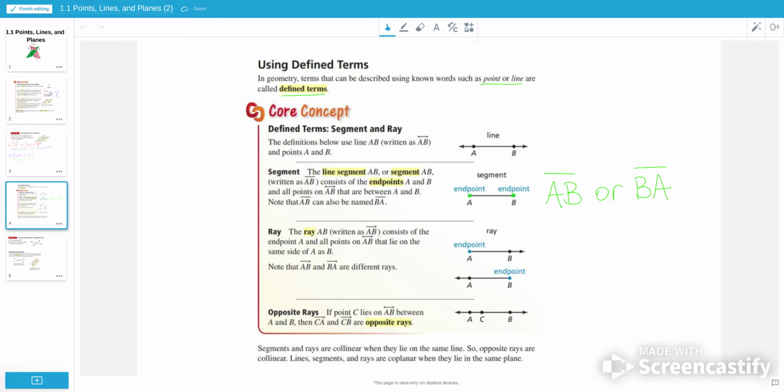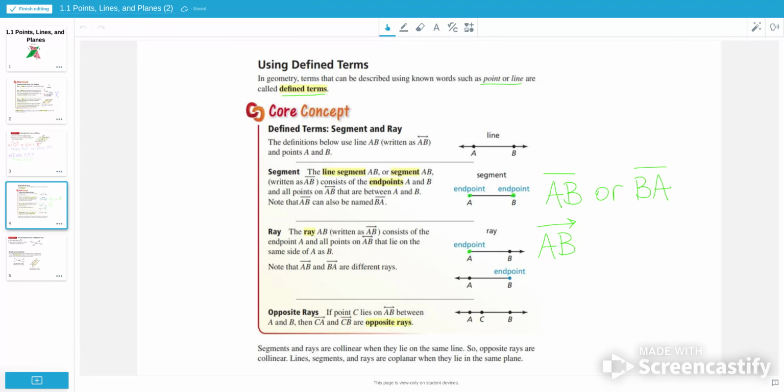A ray consists of an endpoint. So a ray does have a starting point, and then it continues on in one direction. So it does have an arrow. So it does matter the order that you name a ray. You always start with the starting point, which is our endpoint. And so when I'm naming this top ray, I would name it AB. And then I always have my starting point here and then my arrow on the right-hand side.